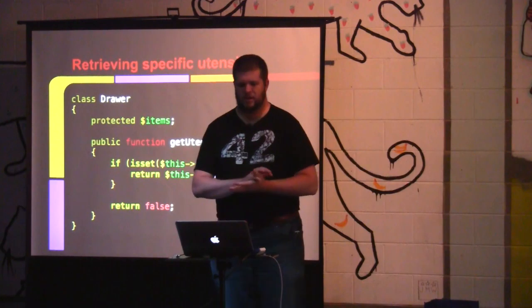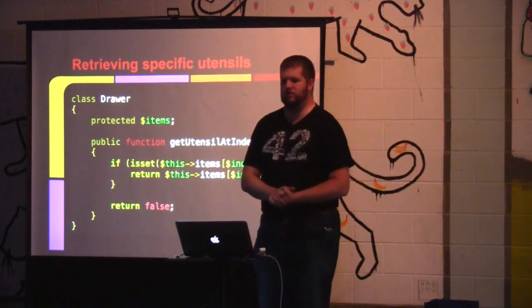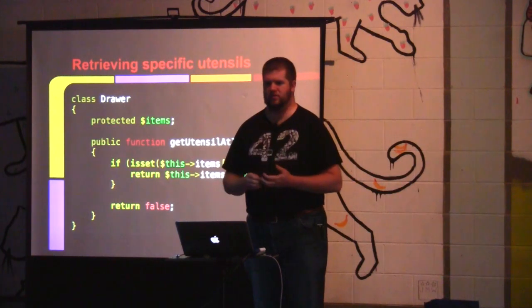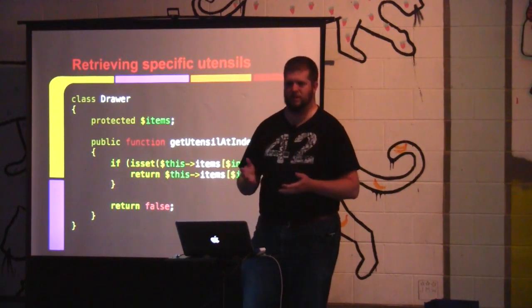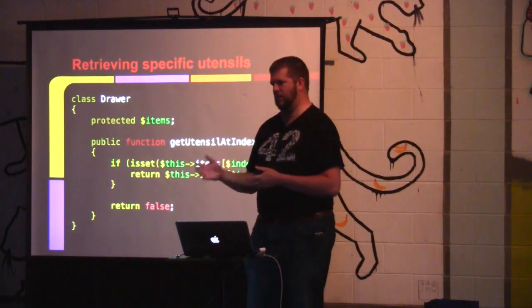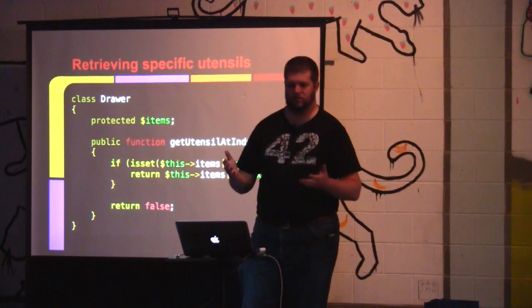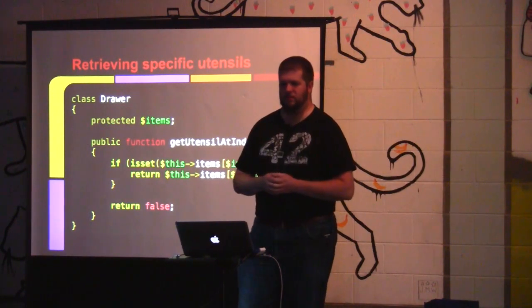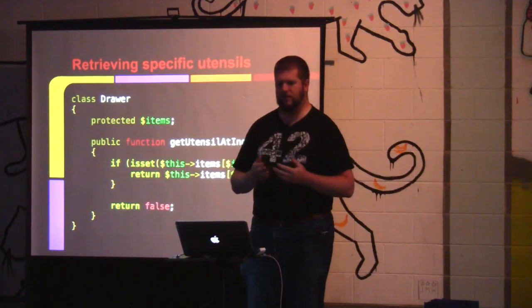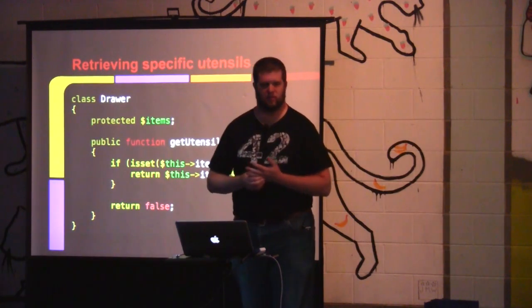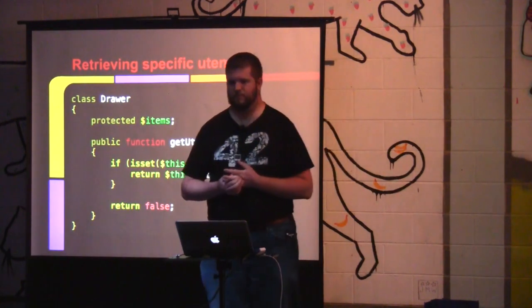So the next thing, maybe we want to retrieve specific utensils. Now, storing utensils in an array or whatever doesn't make a ton of sense, right? Because I don't necessarily know that there's a fork at index 2 or a knife at index 1 or whatever else, but let's say we want to do that. So we could do this, and this is the obvious way: we're going to say getUtensilAtIndex, we're passing in an index, and if it's set, if we've got something there, then we're going to return it. Otherwise, we'll return false, okay? So simple enough, right?